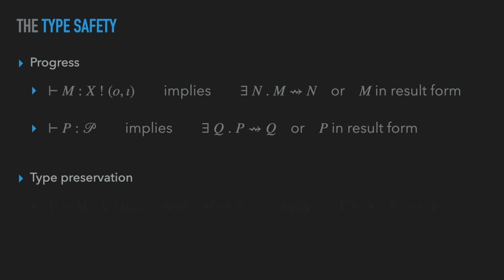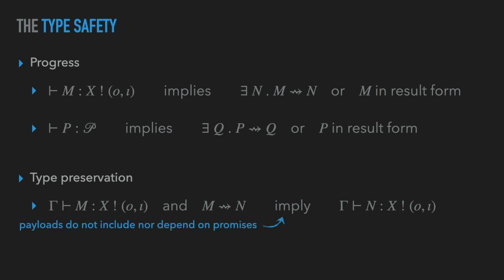Regarding type preservation, then for computations, we prove the usual statement that when a well-typed computation takes a step of reduction, then the resulting computation is also well-typed at exactly the same type. And it's actually the proof of this theorem where we use the fact that the payloads of our signals and interrupts do not include or depend on promise-typed values. And as explained a couple of slides ago, this is needed in order to strengthen the typing context of payload values by throwing away the variables that are bound in interrupt handlers.